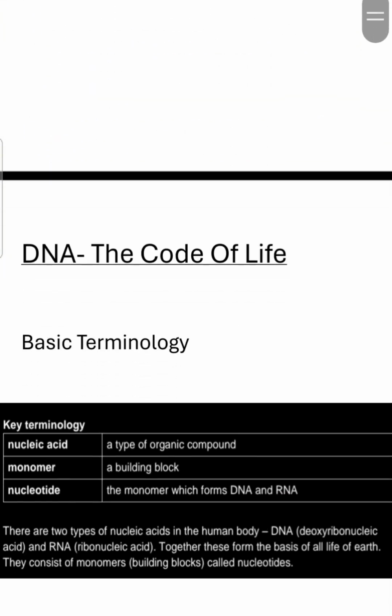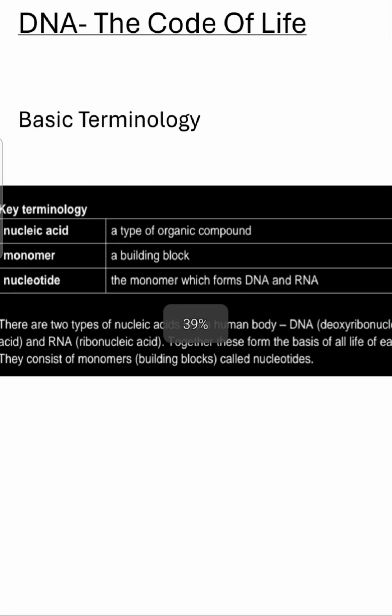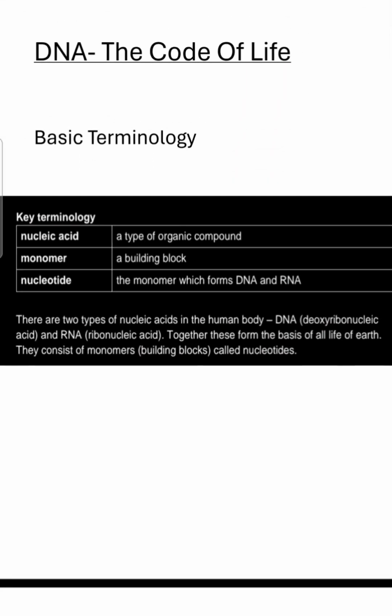So let's begin with DNA, the core of life, the basic terminology. The first thing that you have to know is DNA stands for deoxyribonucleic acid, and you should know how to spell it because that's important for the exam. So let's start with the key terminology. Nucleic acid is a type of organic compound, right? Then monomer. A monomer is a building block. Then nucleotide. The nucleotide is a monomer, which means a building block that forms DNA and RNA.